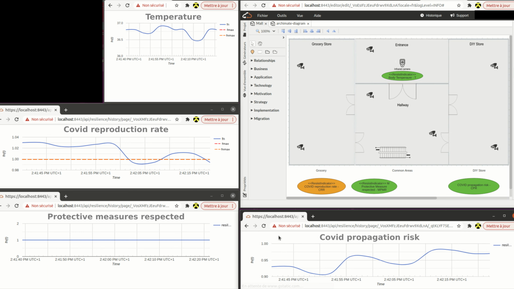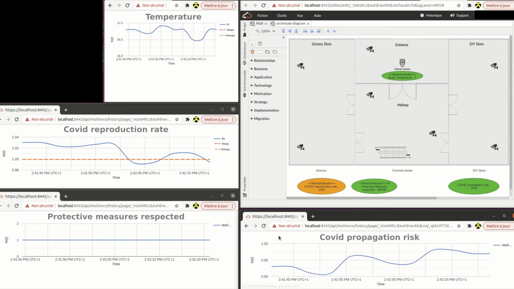CPR, the overall resilience rate of the mall to the spread of COVID, is the aggregation of all indicators. MPMR is the aggregation of the different PMR, protective measures respected, specific to each zone. We will see this later. The resilience of CPR is obtained by multiplying the resilience of CRR with that of T and PMR. The resiliences of T and CRR, not shown here, are calculated according to Fn, Fnmax, and Fmax, which are visible in the charts.